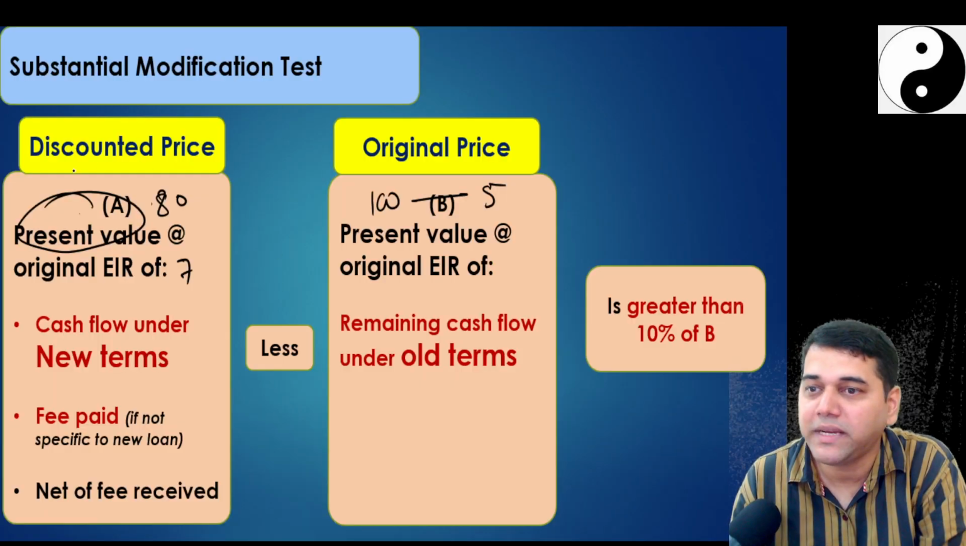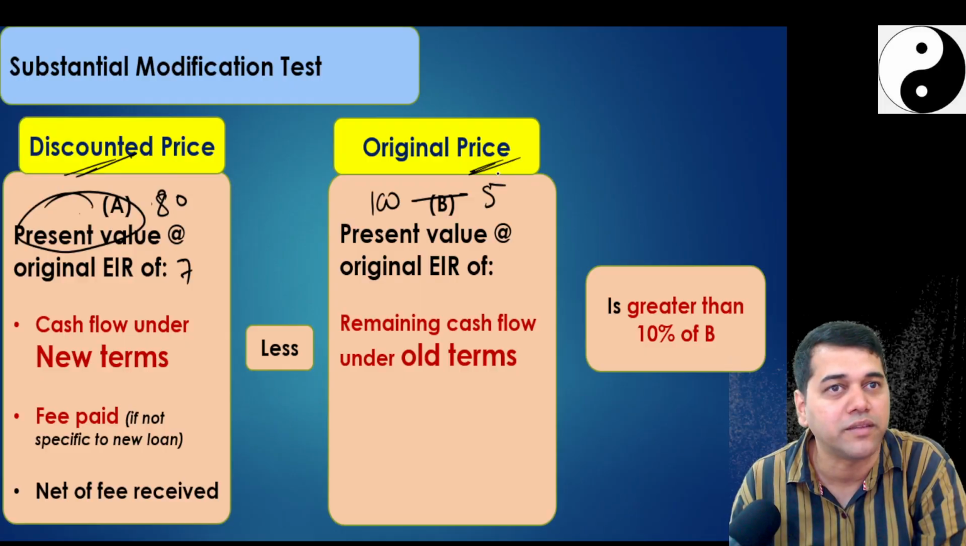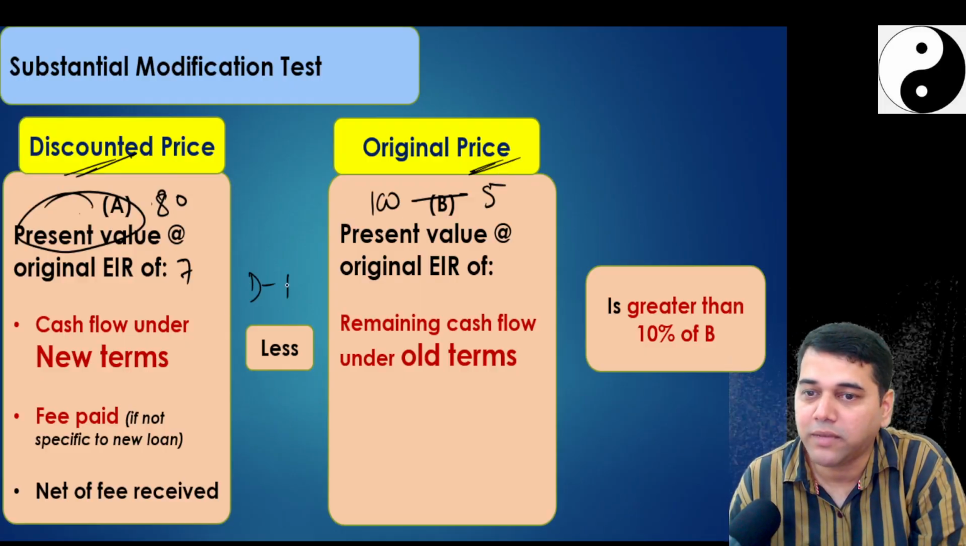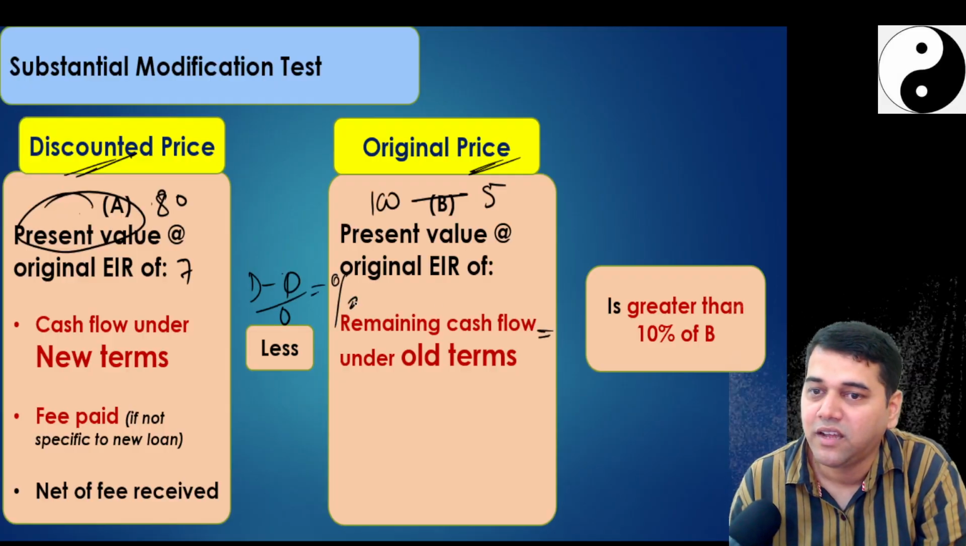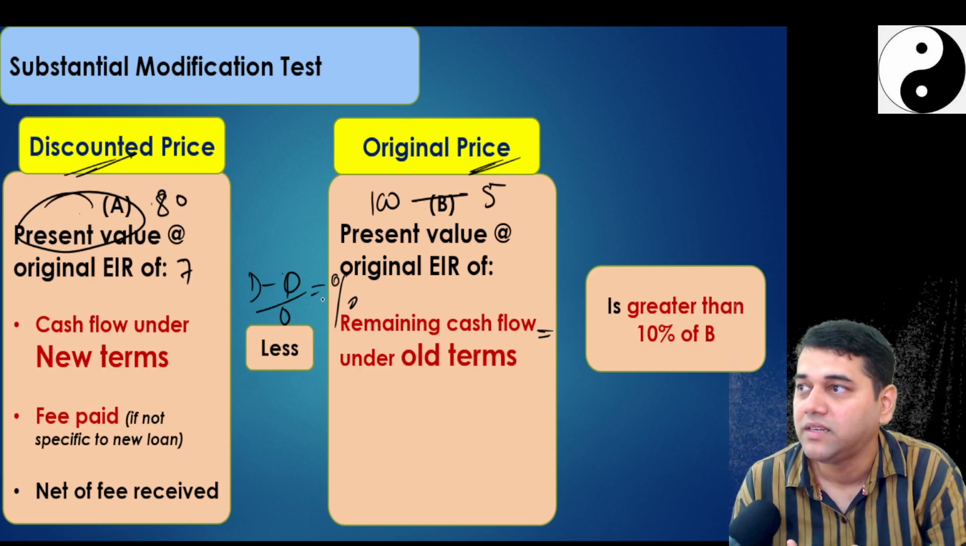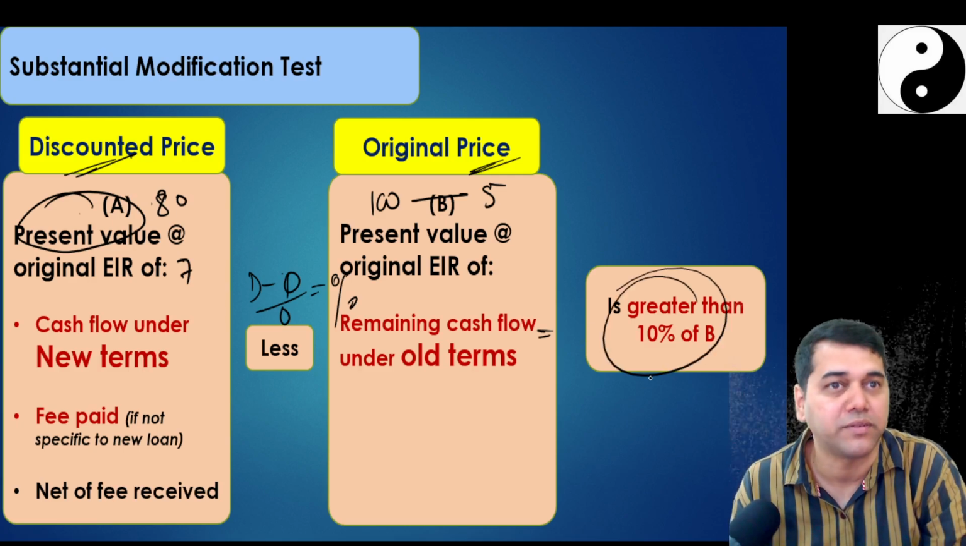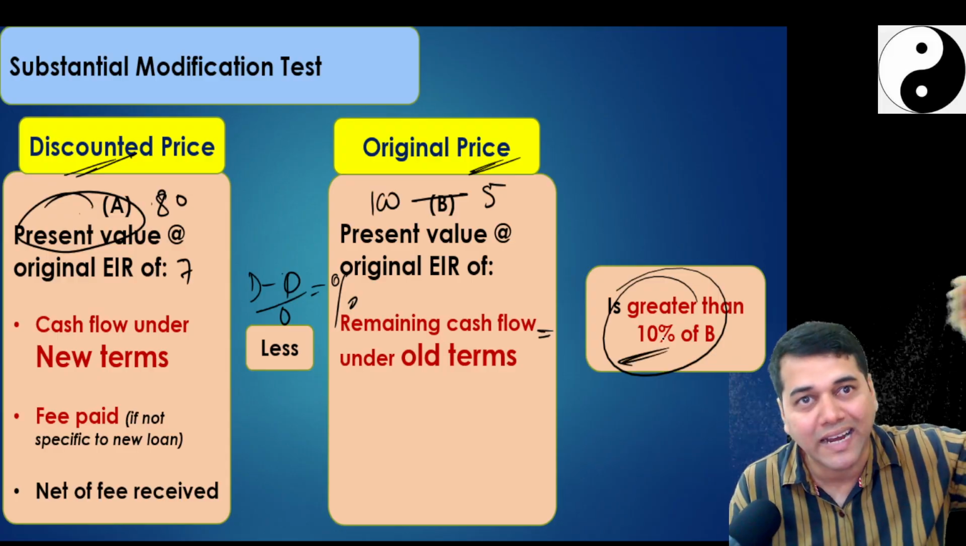Now, this is my discounted price. This is my original price. Discounted price minus original price divided by original price gives me the discount percentage, how much discount he has offered. If that modification is more than 10%, 10% is one benchmark, a criteria.